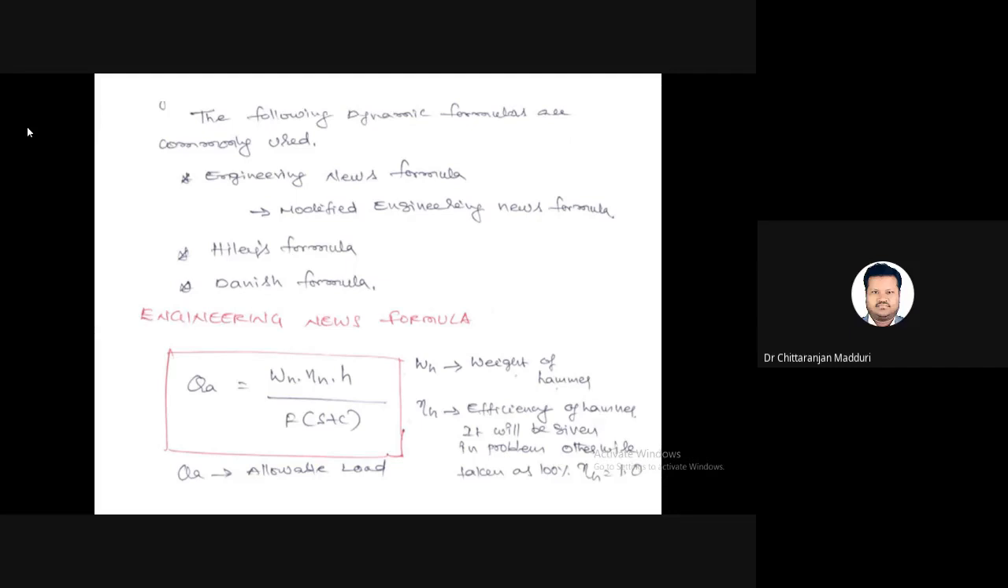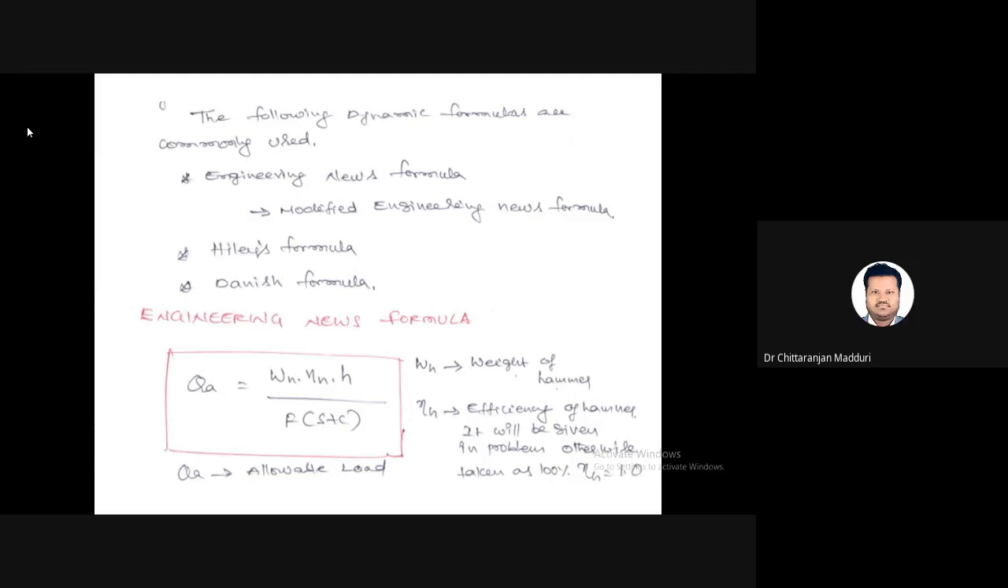So in engineering news formula, allowable load equals W_H η_H divided by F into S plus C. So W suffix H is known as weight of hammer. η suffix H is known as efficiency of hammer. It will be given in the problem. If it is not given in the problem, assume it as 100%. So hammer efficiency is 100%. So η suffix H is taken as 1.0.